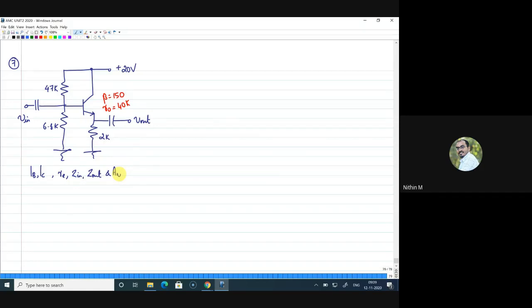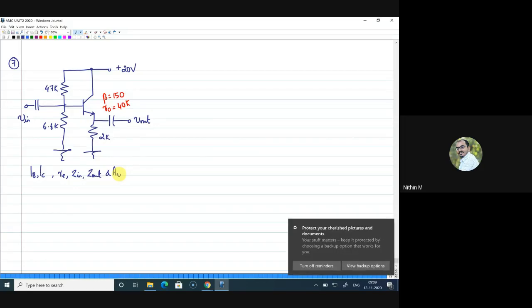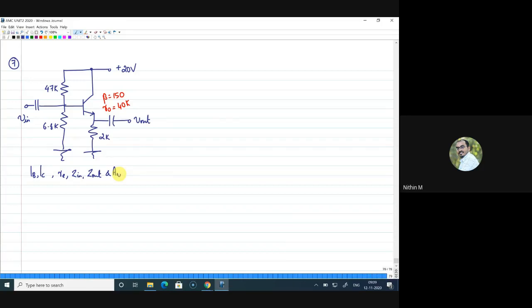The very first thing, as we analyzed in the previous question, is, okay, Carmichael, can you tell me what I need to do first? Yes, sir. First we have to do a DC analysis. Yeah, DC analysis we have to do, but before that we should have clarity on the type of amplifier. What type of amplifier is this? Common collector. Yeah, this is a common collector amplifier.